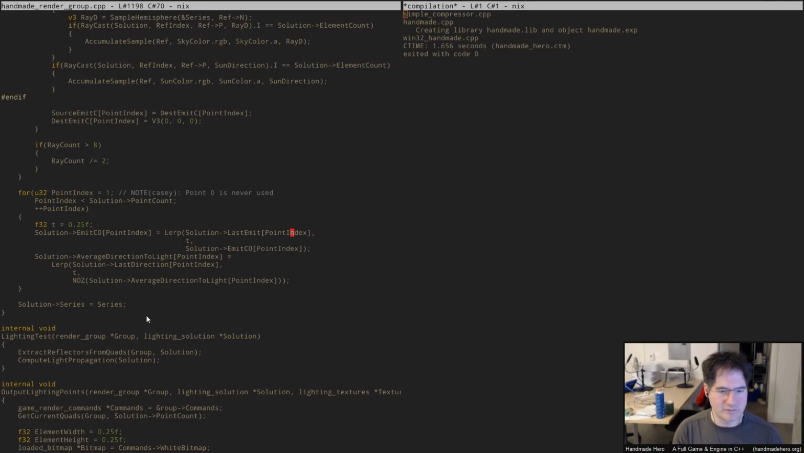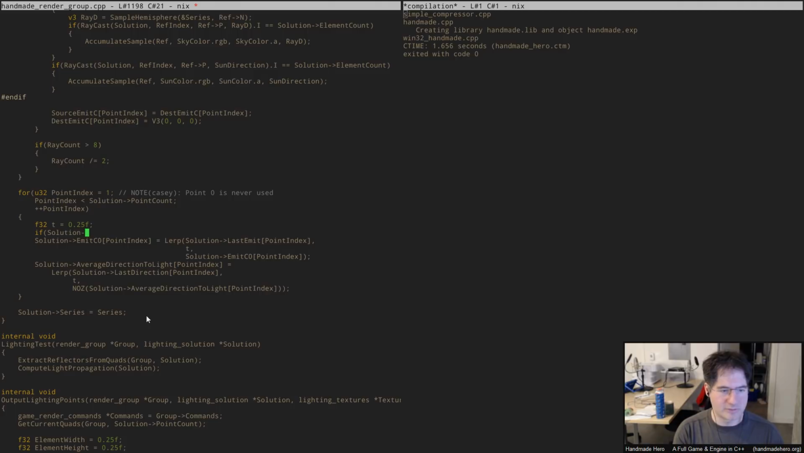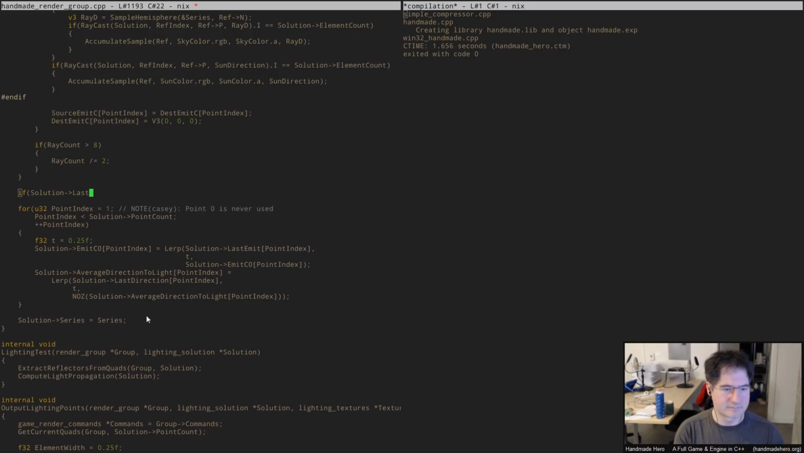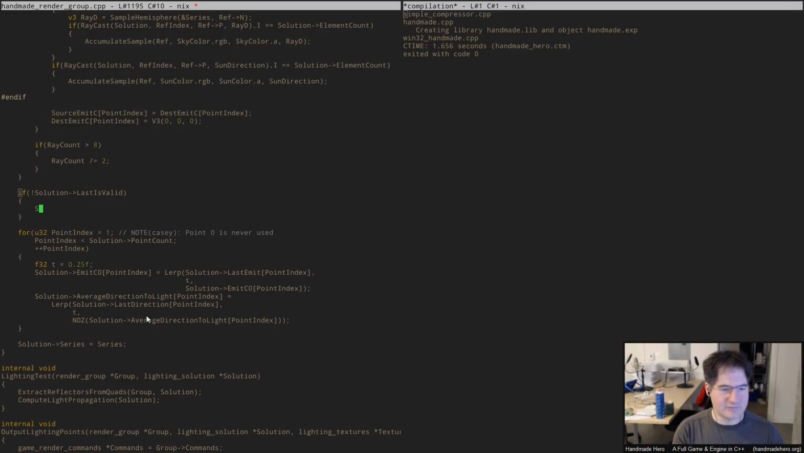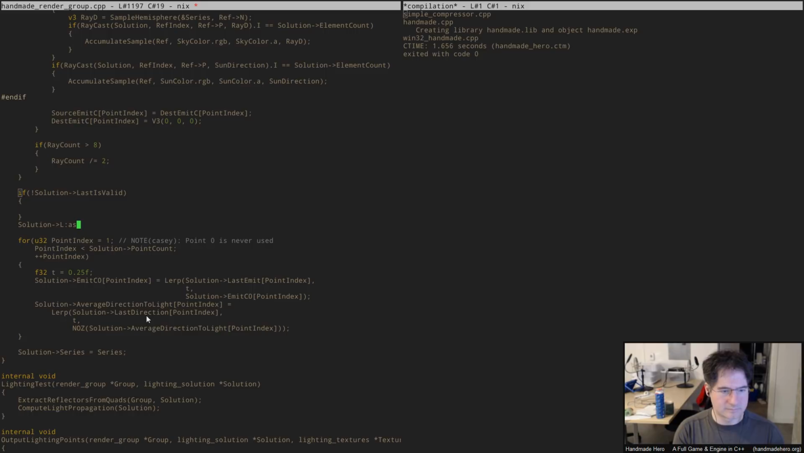And since we don't want to do this in the case of, I want to do an if solution last emit, last is valid. If we have never taken a light sample before, then I don't want to do that, right? Like if we've never previously had any light, then I don't want to blend it in. I don't want to blend in zeros because that'll just cause our lighting to fade in for no reason. If we want our lighting to fade in, great. We can fade in our light sources. I don't want to have the lighting solution enforce a fade here. So what I want to do is just, again, do the opposite copy.